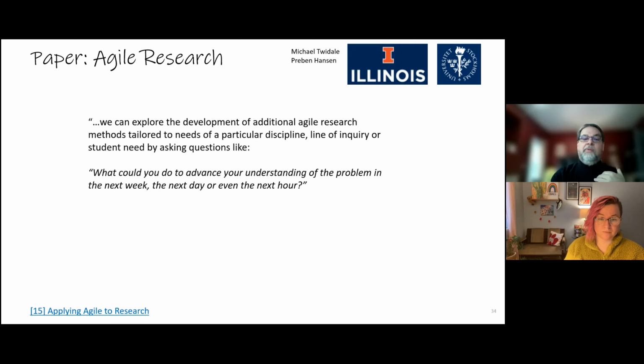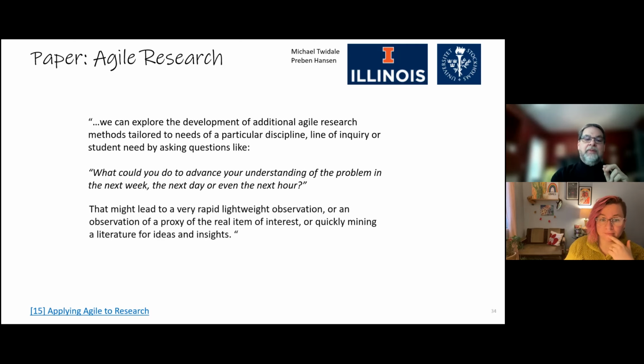And we can explore the development of additional Agile research methods tailored to meet the needs of a particular discipline, whether it be genomes or botany or whatever, a line of inquiry or a student need, by asking questions like, what could you do to advance your understanding of the problem in the next week, the next day, or even the next hour? This is a mindset approach that they were really challenging people with in this paper. That might lead to a very lightweight observation, or an observation of a proxy of the real item of interest, or quickly mining the literature for insights and ideas.